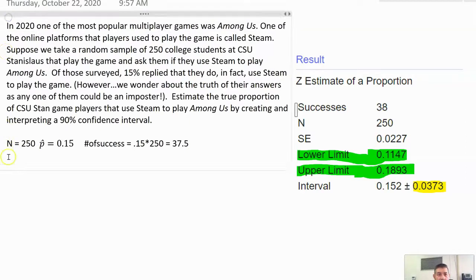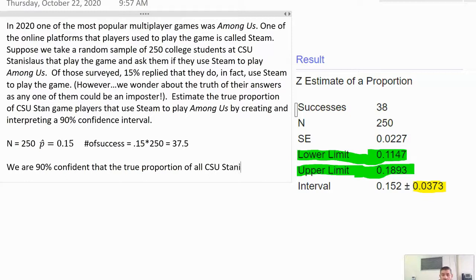So what I'm going to do is write out my interpretation of my confidence interval. So I'm going to say, we are 90% confident. You always start it off like this, confident, that the true proportion, right, the true proportion of all CSU Stanislaus students, remember we're talking about all of the students, not just the ones in our sample.